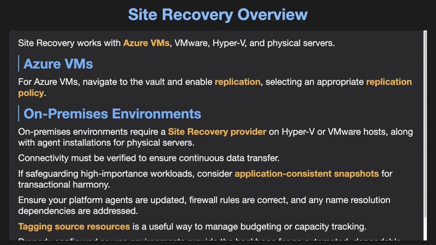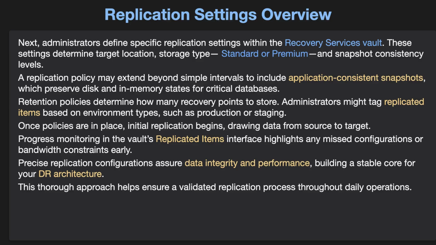Ensure your platform agents are updated, firewall rules are correct, and any name resolution dependencies are addressed. Tagging source resources is a useful way to manage budgeting or capacity tracking. Properly configured source environments provide the backbone for an automated, dependable replication cycle, ultimately reducing complexity during failover and failback scenarios. Next, administrators define specific replication settings within the Recovery Services Vault.